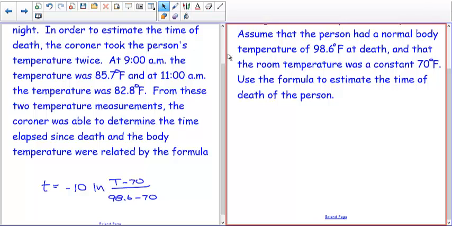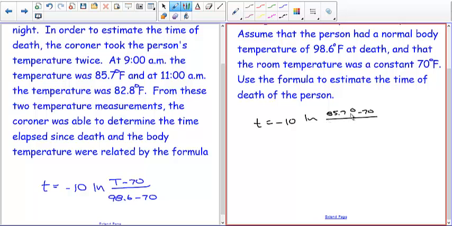These two measurements were taken 2 hours apart, so we should see the elapsed time is 2 hours apart. So let's try this. So t is equal to -10 times the natural log of, at 9 a.m., 85.7 degrees minus 70, which is the ambient conditions, which means the temperature that the room is at. And then you've got the body temperature minus 70. Again, these are all degrees, so you'll end up dividing degrees by degrees, which will give you no units.